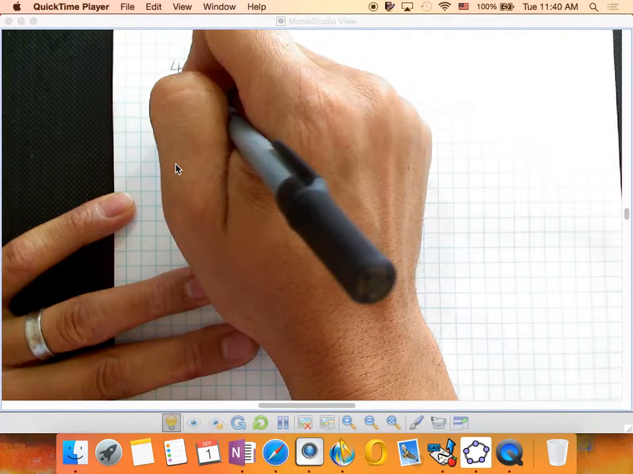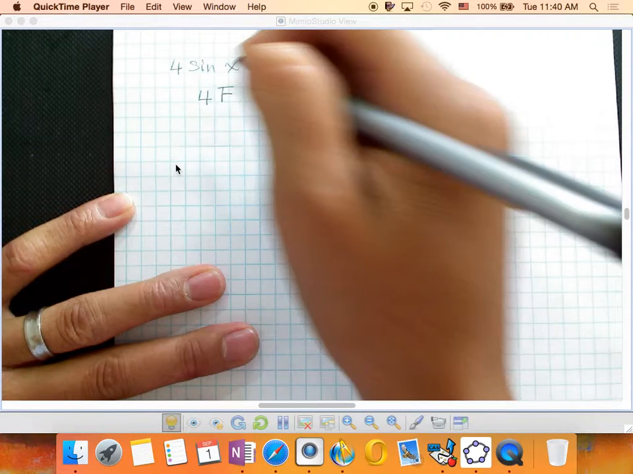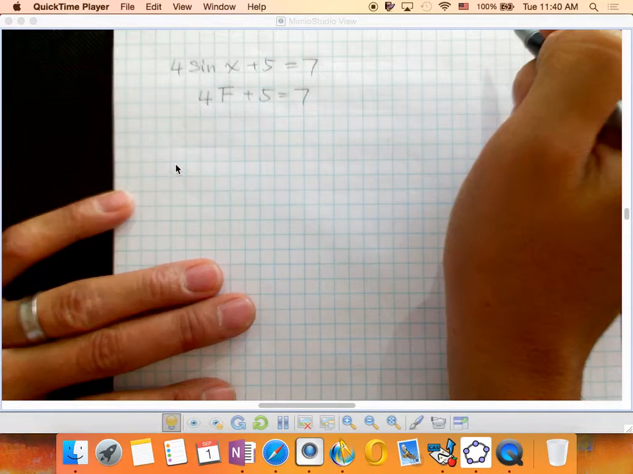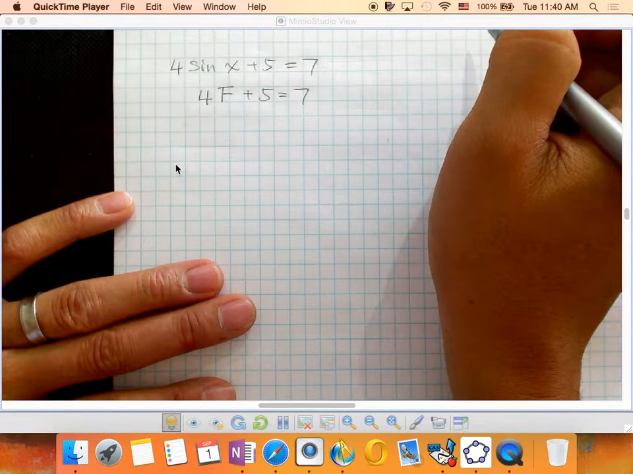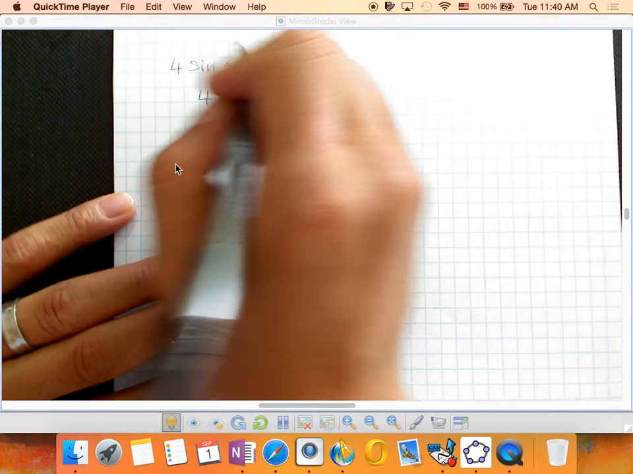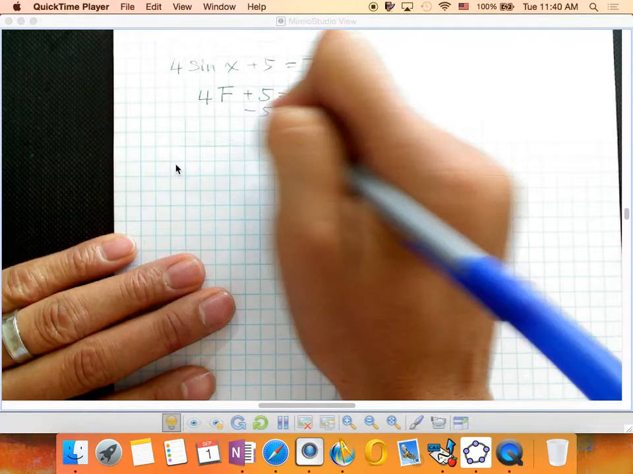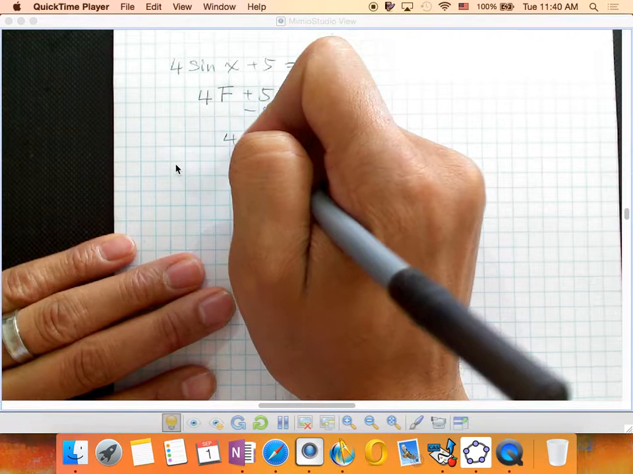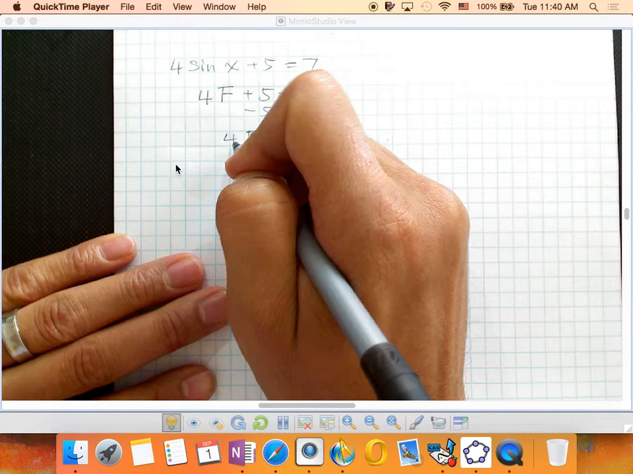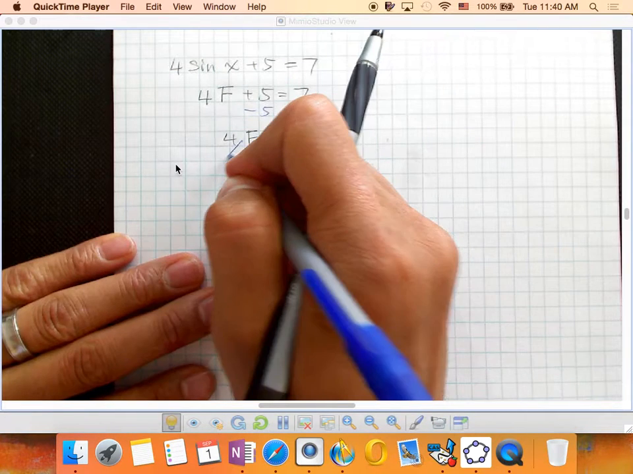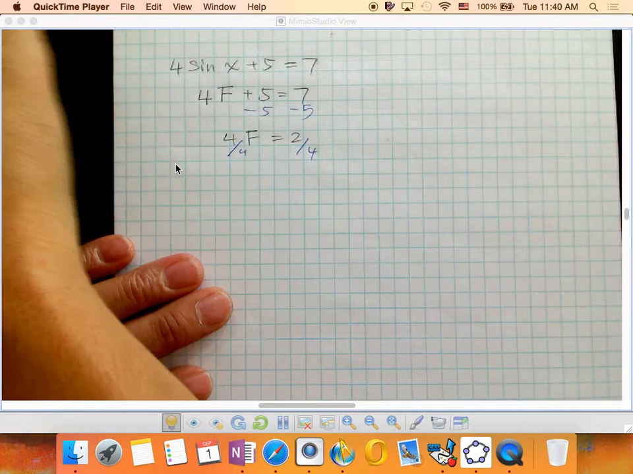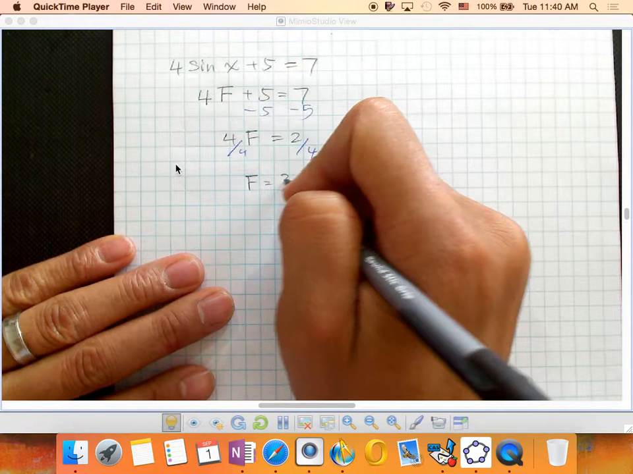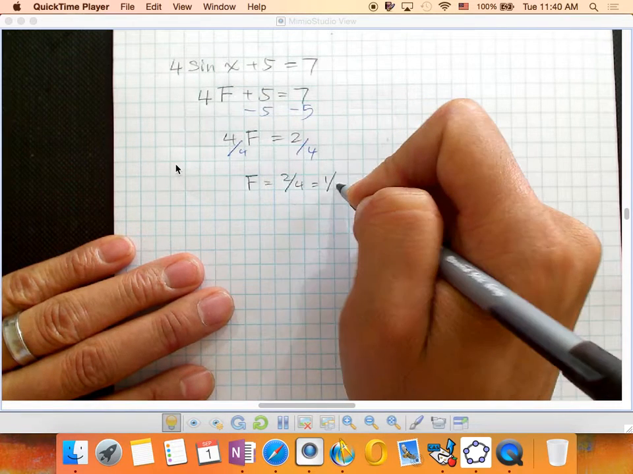So I get 4 times my F finger plus 5 equals 7. And I know how to solve this one. This is an Algebra 1, 7th grade level problem. Subtract 5 from both sides. So we have 4f equals 2. Divide both sides by 4. We'll have f equals 2/4, which is the same as half.